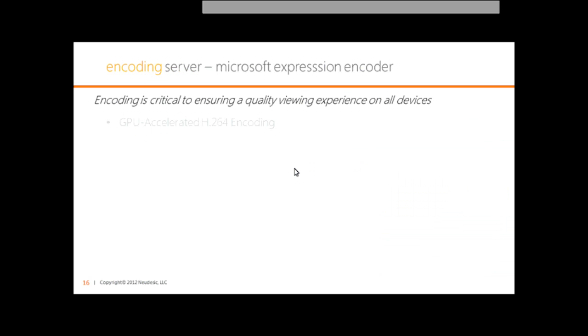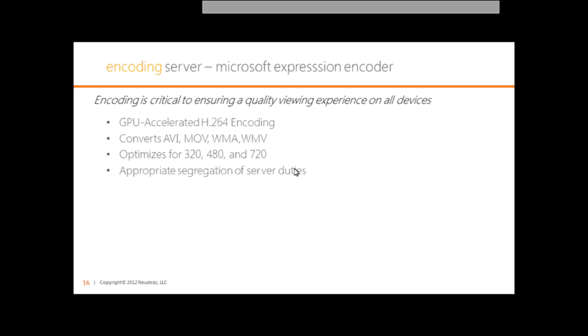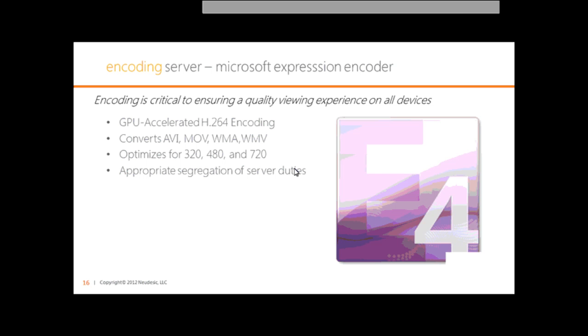As it relates to the encoding server, again, just to reiterate, encoding is critical to ensuring a quality viewing experience on all of your devices. So the approach that we took is we researched a series of encoders, Microsoft Expression Encoder, which is an encoding engine that allows for GPU accelerated H.264 encoding. It'll convert AVIs, MOVs, WMAs, WMVs that are optimized for viewing experience on 320, 480, or 720.